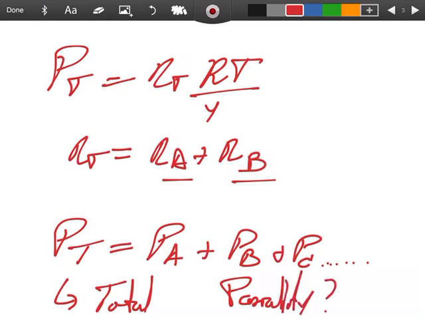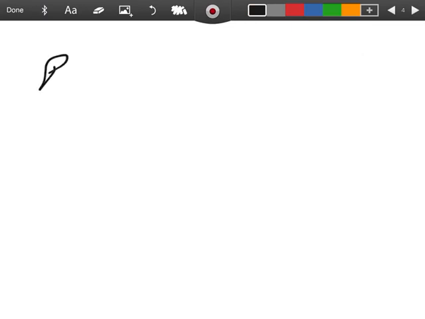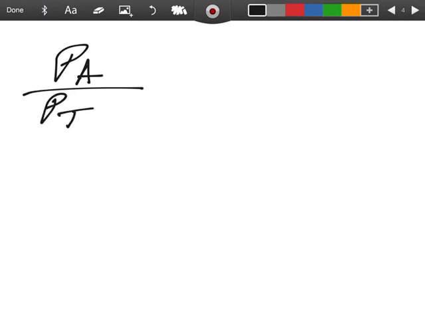How do you think we're going to do that? Well, that's the main topic, so let's jump into that. If I'm going to describe the system partially, that means I'm going to describe one of the gases. For example, let's say that I want to describe PA. But remember that this is as a function of PT.